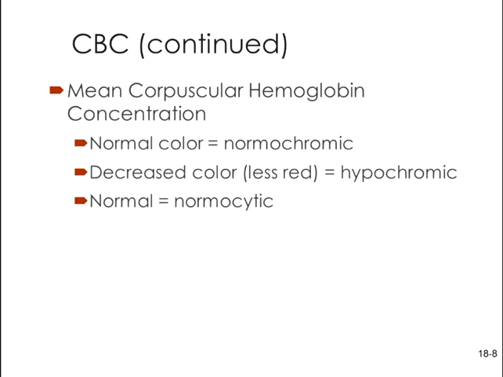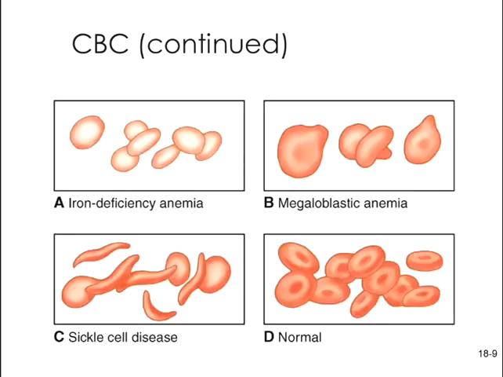So those are your red blood cell considerations. So we can use what we know now to identify different things. So this is my normal red blood cell. We would say this is normocytic, okay, and normochromic. So this is what we expect to see.